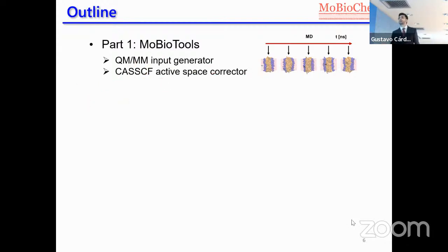And this features a particular characteristic, which is a KCCF active space corrector. So basically, it automatically corrects for the active space of the ensemble of geometries, whereby it doesn't correspond to the one that, for example, we want. I'm going to get into the details of these parts specifically in what follows.